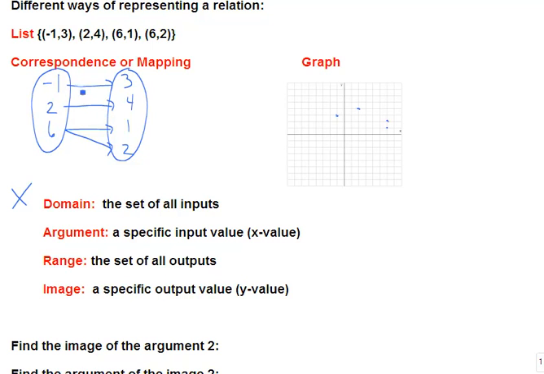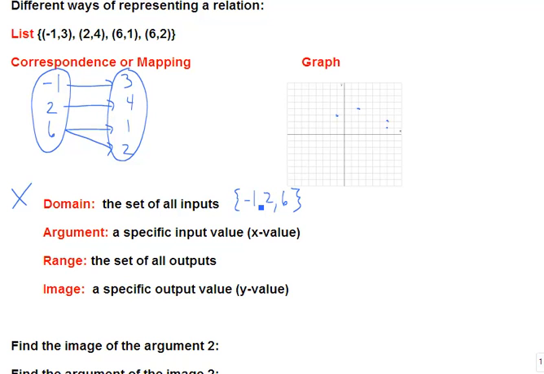That's really easy to see from our mapping over here. We used the x values -1, 2, and 6. So to write this as a domain, we could just write curly braces, -1, 2, 6, close it with curly braces. So this whole set would be considered your domain.